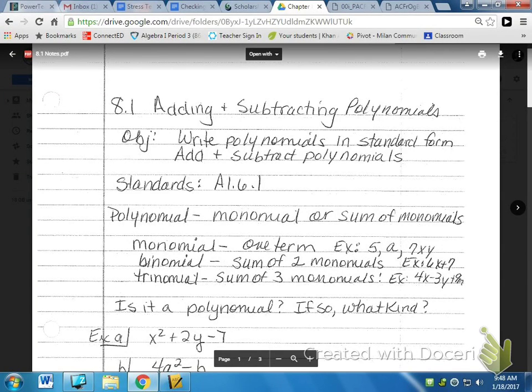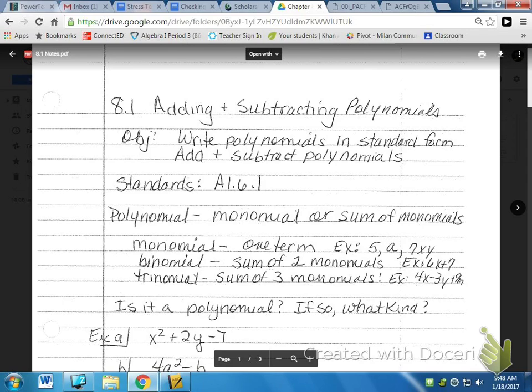Lesson 8.1, adding and subtracting polynomials. So our main objective here today is to write polynomials in standard form and to be able to add and subtract polynomials. Adding and subtracting polynomials was definitely introduced to you in pre-algebra last year. Standard form, we'll just clean it up and make sure you understand how the answer has to look at the end. The standard here is A1.6.1.